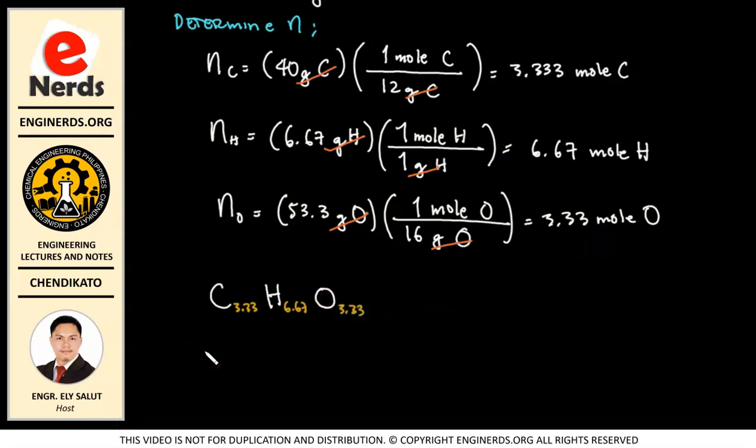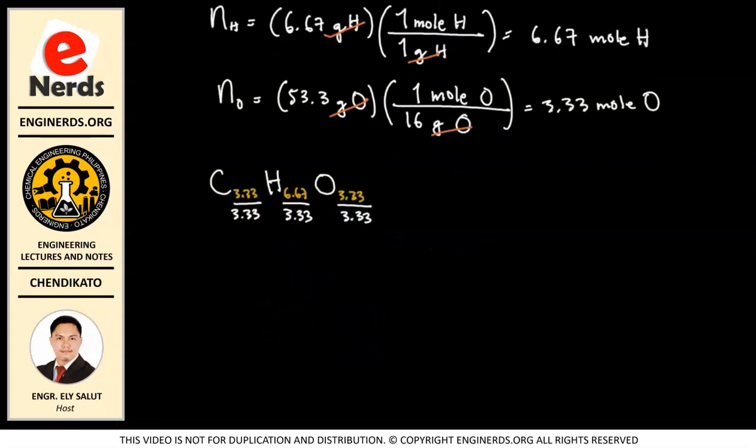Okay, so as you know, we cannot write our compound like this. So we need to divide by the lowest number. In this case, we have 3.33. So let's divide this by 3.33, this one as well, and this one. As you can see, for carbon and oxygen, it is just 3.33 divided by 3.33, so our answer here will be 1, and our answer here will be 1 as well.